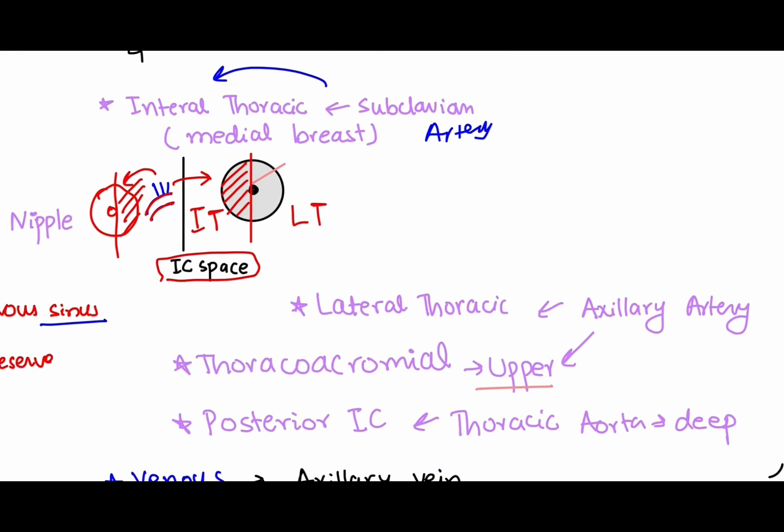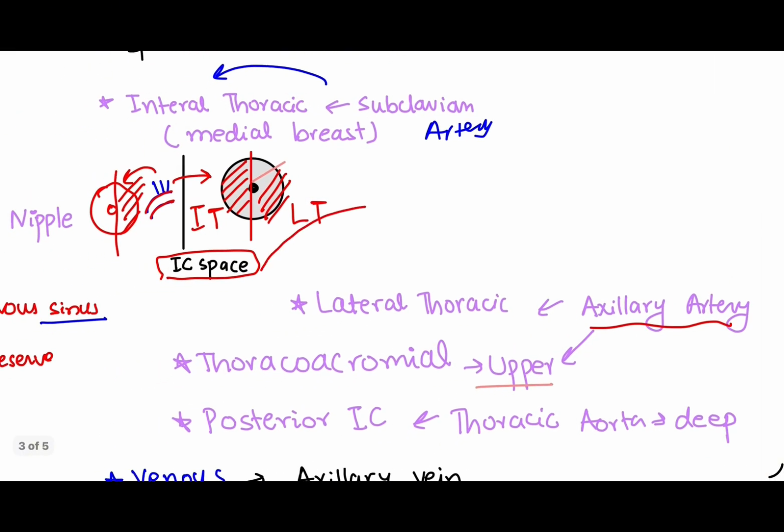And then there is the lateral thoracic. The name is telling itself. It's going to supply the lateral part of the breast. It's coming from the axillary artery. The axillary artery is already running on the lateral side and supplying the upper limb, axilla, and with that it supplies the breast.